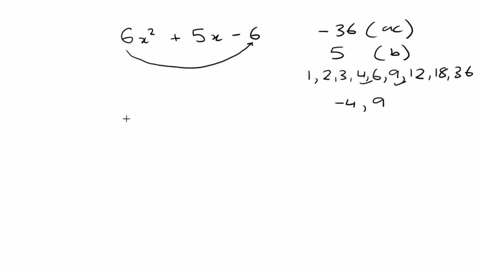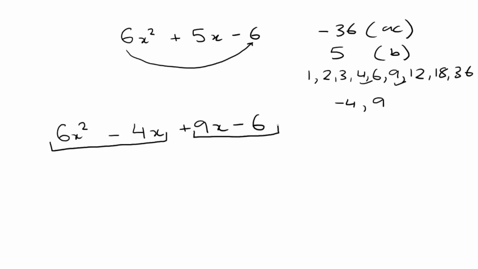So now that we've found negative 4 and 9, we can rewrite this equation: 6x squared minus 4x plus 9x take away 6. And now we separate these two terms. This is what you can call the grouping. Right? So now we've grouped them, and we can start to find the common factors. We know that 2x would be the common factor here. So 2x goes into 6x squared to give 3x, and into negative 4x to give negative 2.